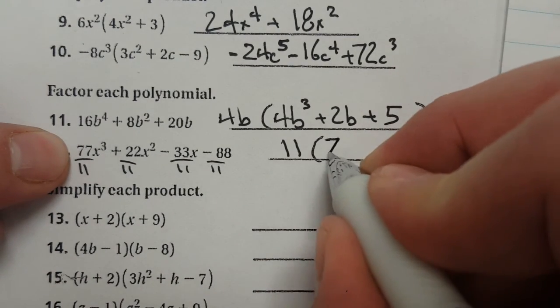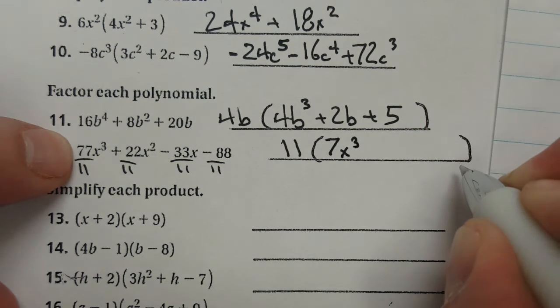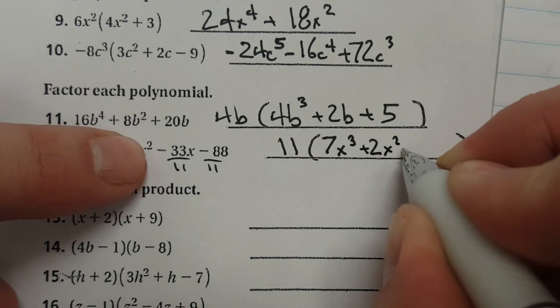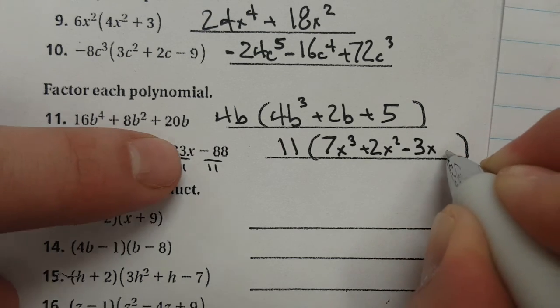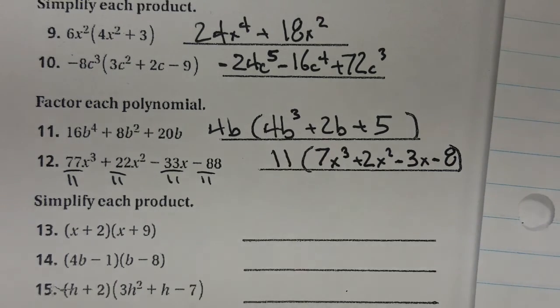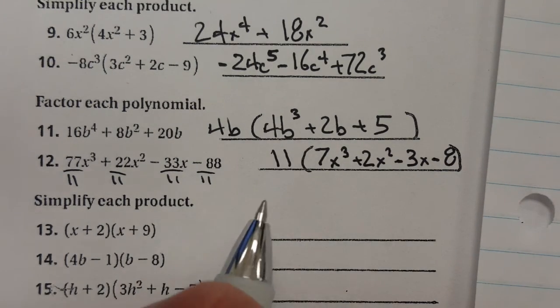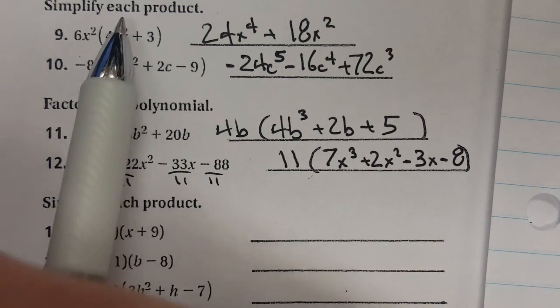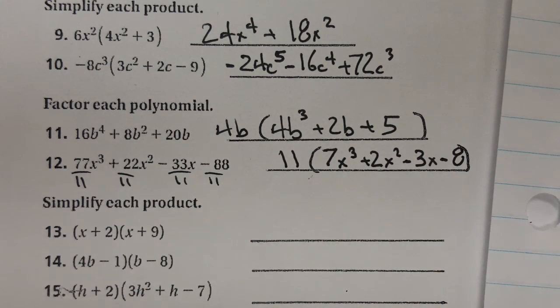77 divided by 11 is 7. X cubed stays x cubed. 2x squared minus 3x minus 8. Ooh, that barely fit in there. Okay, nice. So again, the greatest common factor is the most you can take out without making a mess. And then factoring is the complete reverse of multiplying. Okay, we're almost done.